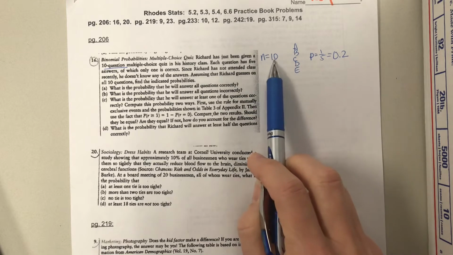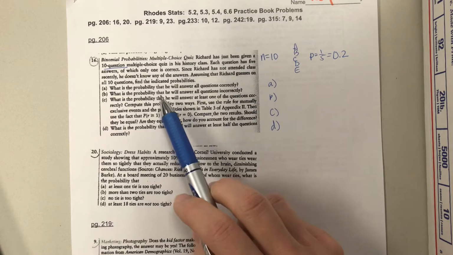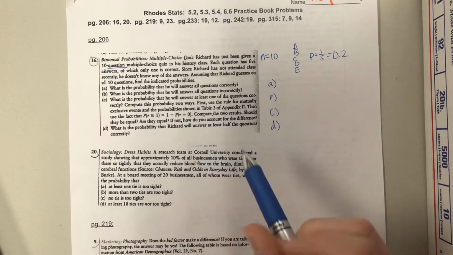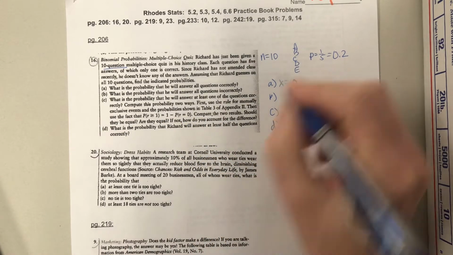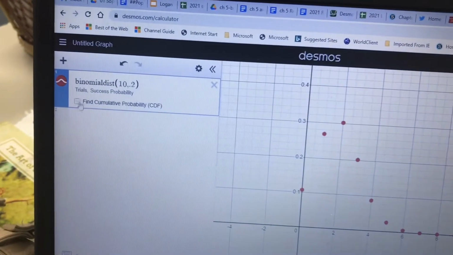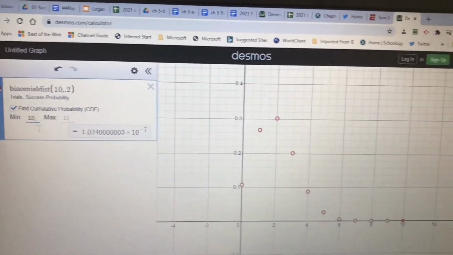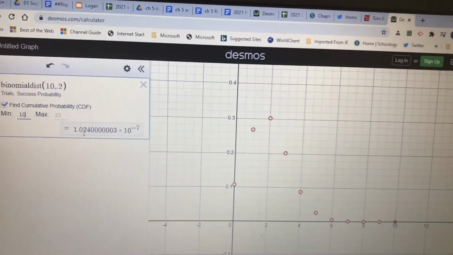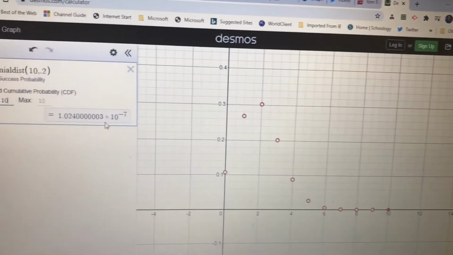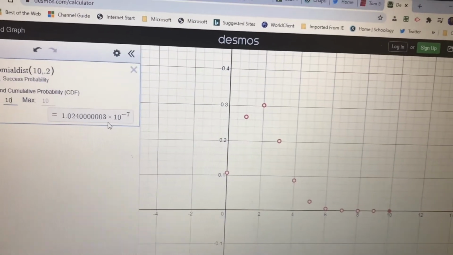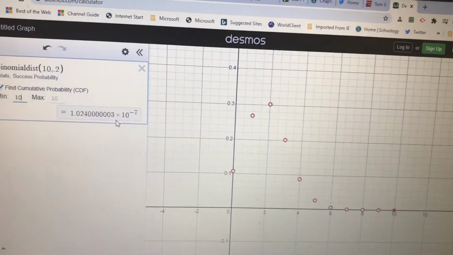So since we know N, we are going to use binomial dist on Desmos. A, what's the probability he's going to get all answers correct? That means he's going to get all 10 correct. So on Desmos, remember, if you just want one answer, that's fine. Just make these both 10. So 10 to 10, chances of him guessing and getting everything right is practically 0. So I'm going to go ahead and write that answer down. 1.02 times 10 to the negative 7th.